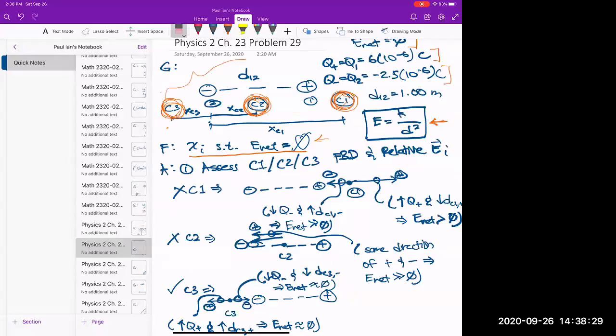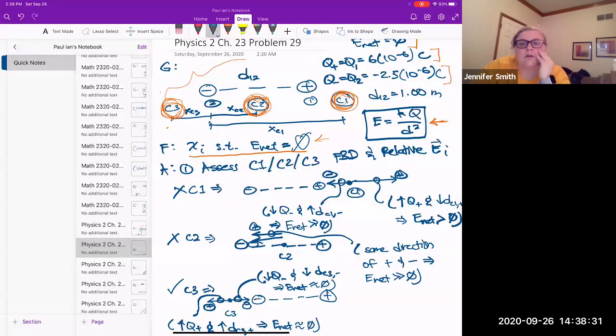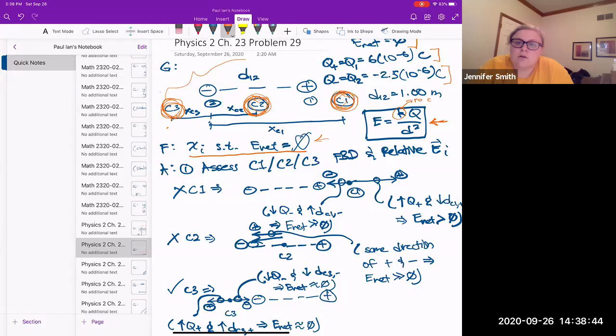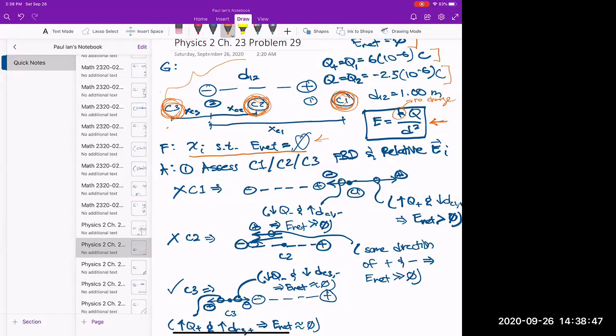Yeah, it is D squared. I'm thinking about some other equation. Okay. So that one, because it's saying to you E net equals 0. There's two things that you could do here, right? Because K is a constant, this doesn't change. So it's either a change in the Q or a change in the D.